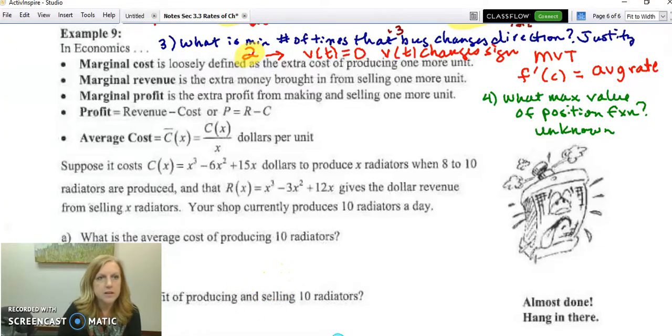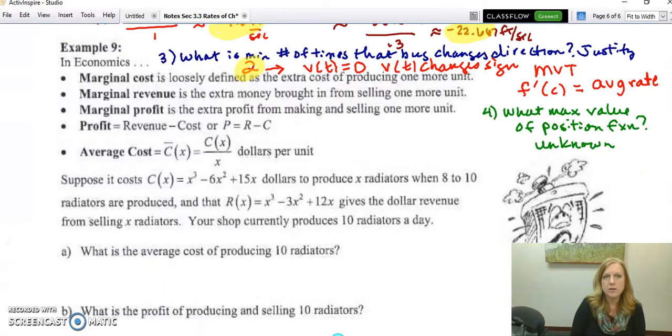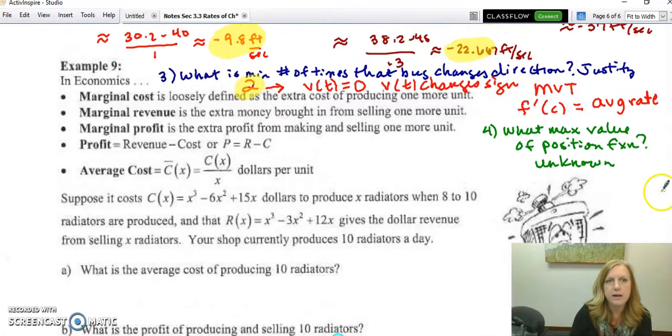Okay, let's take a look at our last example, example 9. We are almost done. Hang in there for this one more example in this application section. So we want to look at this idea because we are talking about rates of change. How can we use derivatives in economics and in things that are more important to us, like how do we make money?